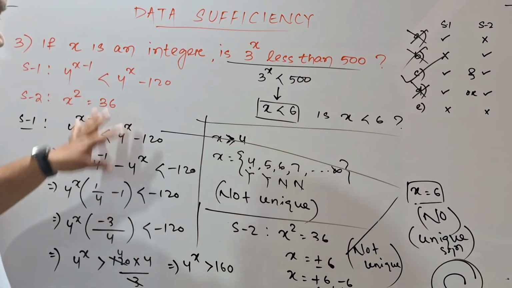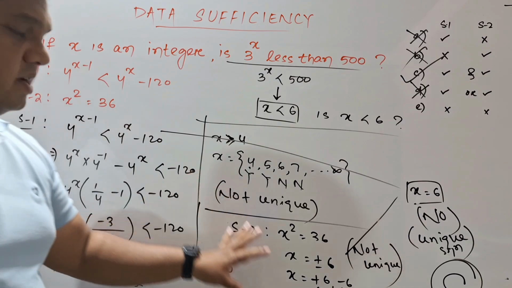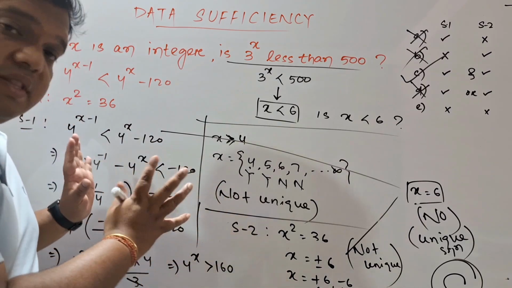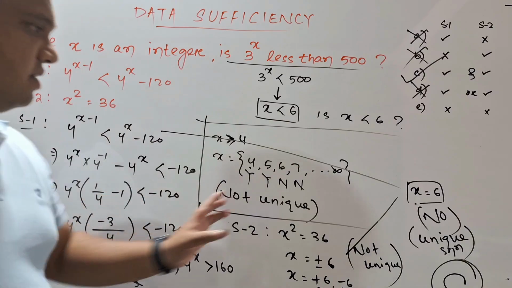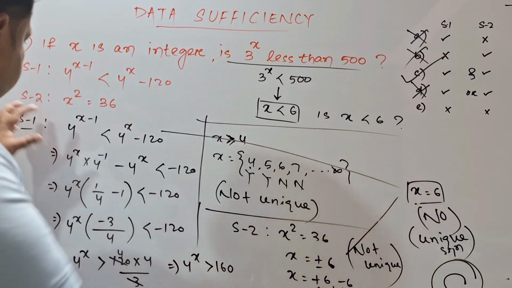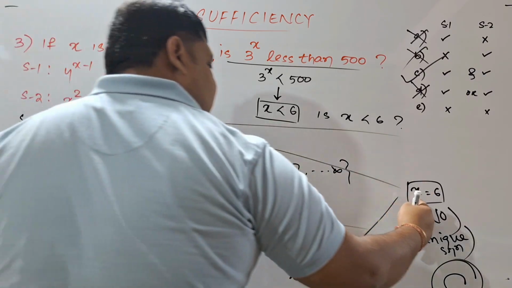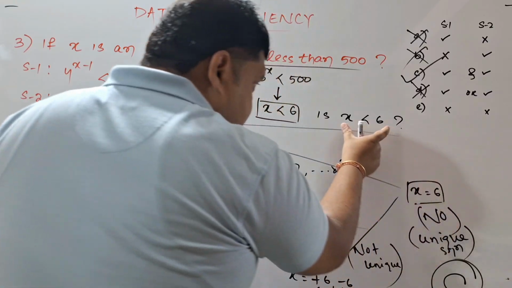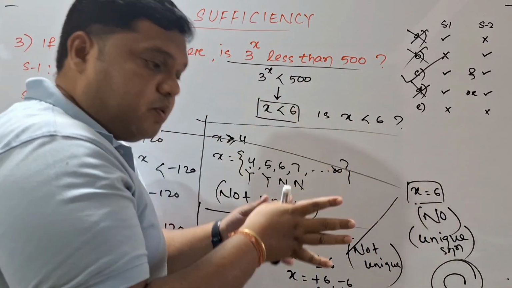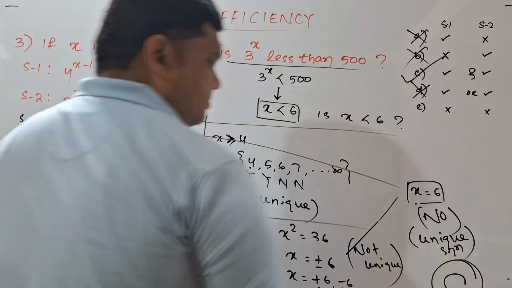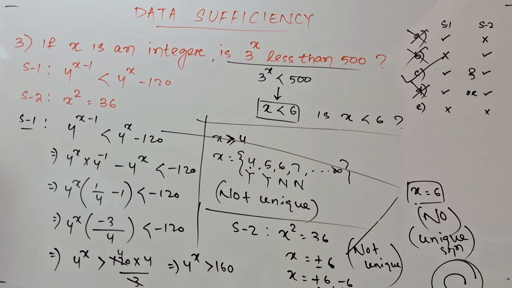First of all, you evaluate statement 1 and statement 2, and check whether these data are sufficient or not. If they are not sufficient, you combine both the statements. If I combine both the statements, I will get x is equal to 6. Then the question is, is x less than 6? You said no. One answer. Straightforward answer. So it is unique. So which option is correct? Option C is correct.